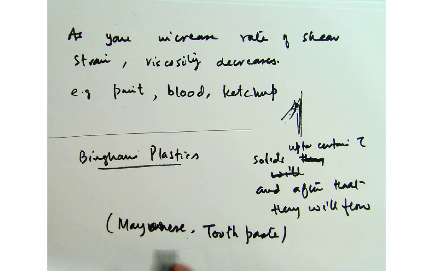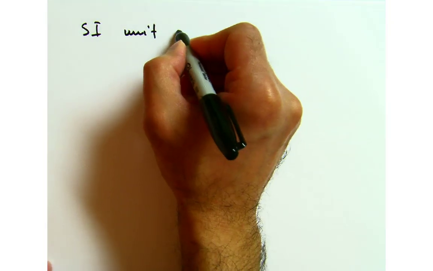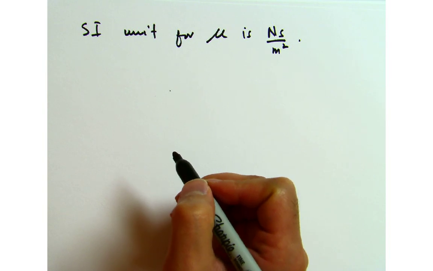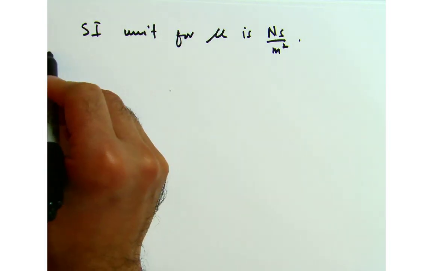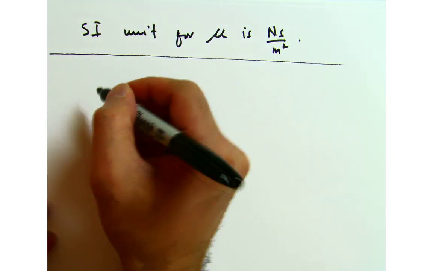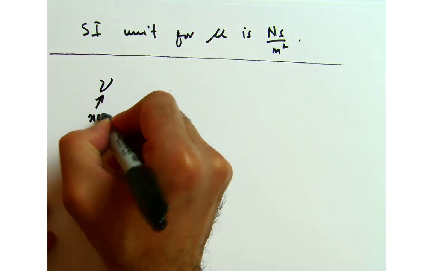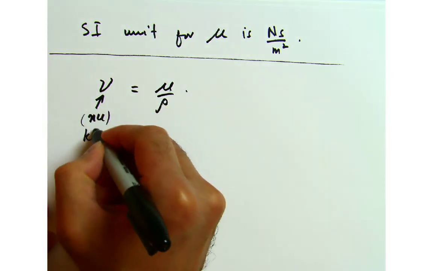Alright, and also the units. The SI unit for viscosity is Newton second per meter square, or the English unit is pound force second per feet square. You will notice in fluid mechanics books that sometimes another quantity is commonly used, represented with the letter nu, and nu is defined as mu over the density. This quantity is known as the kinematic viscosity.